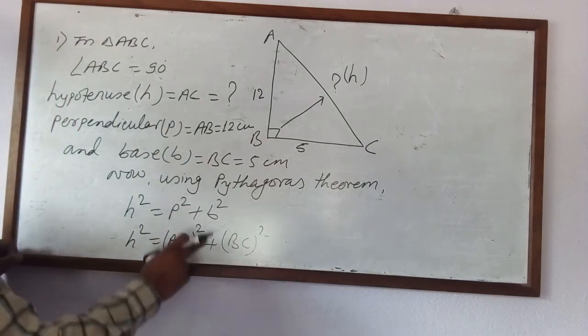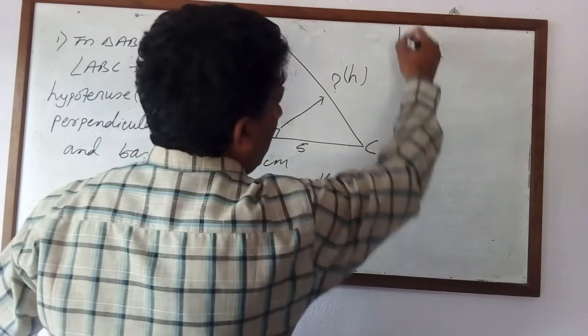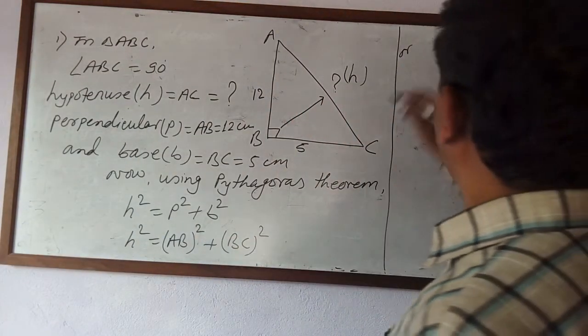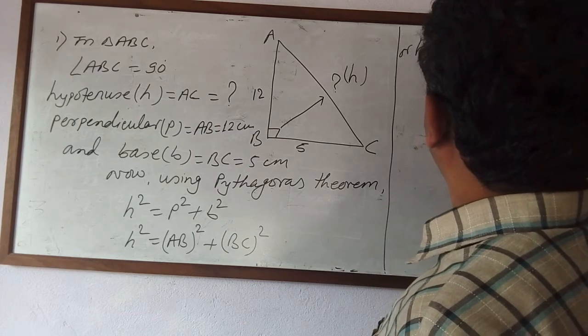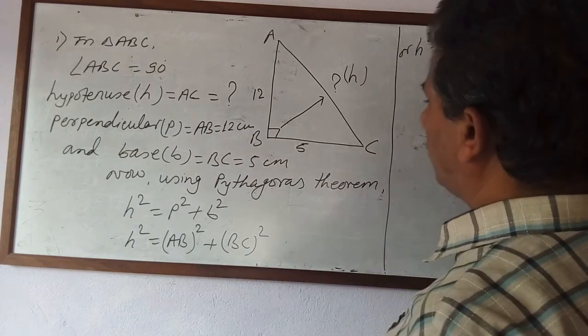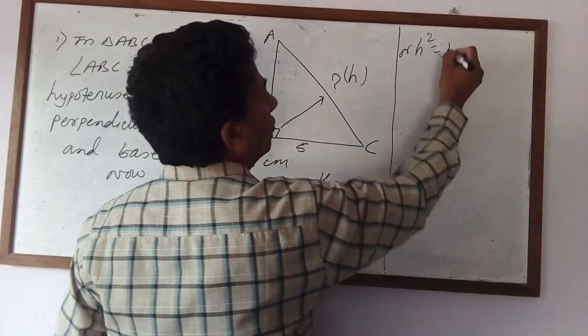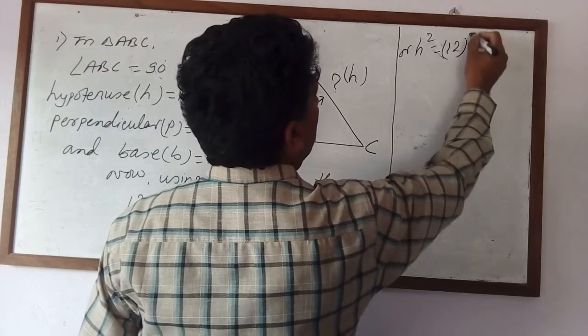P square, AB side square, BC side square. Okay, I'll do this side. Now H square equals AB square, where AB equals 12 centimeter.